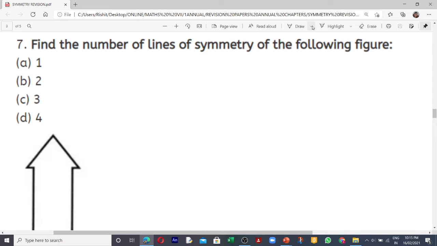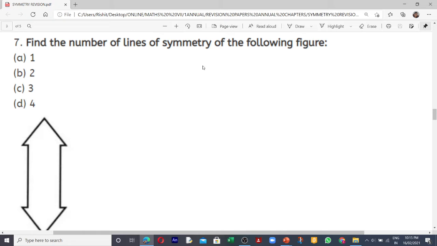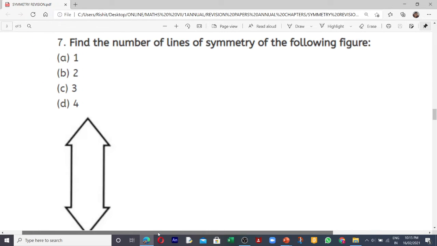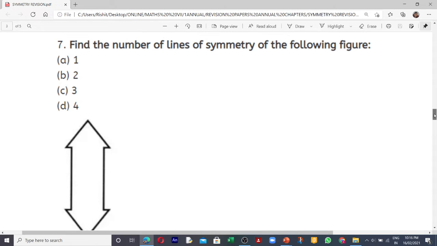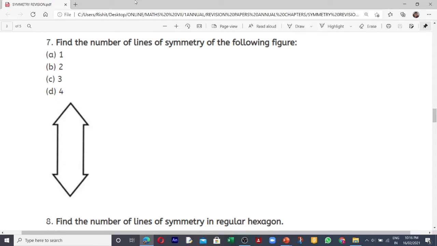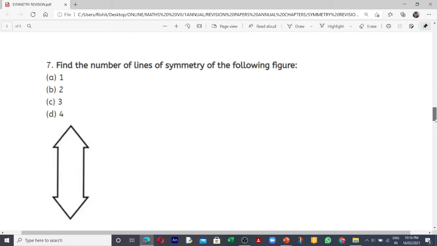Now next. Find the number of lines of symmetry in the following figure. What will be the lines of symmetry, children? How many lines of symmetry are there? Let me minimize it. Okay. How many lines of symmetry? Question number 7. Will it be 1? It will be 2, 3 or 4?